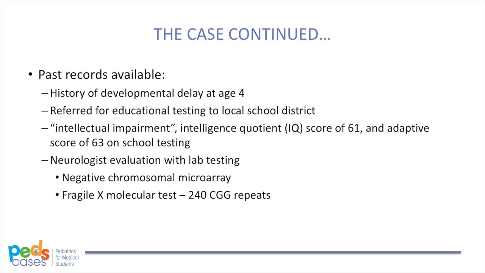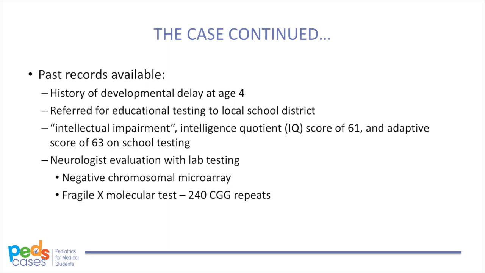His previous pediatrician, who had been seeing him since birth, found him to have developmental delays at the age of 4 years and referred him for educational testing and ordered genetic lab work. He was found to meet criteria for intellectual impairment based on an IQ, or intellectual quotient, composite score of 61 with an adaptive rating of 63.